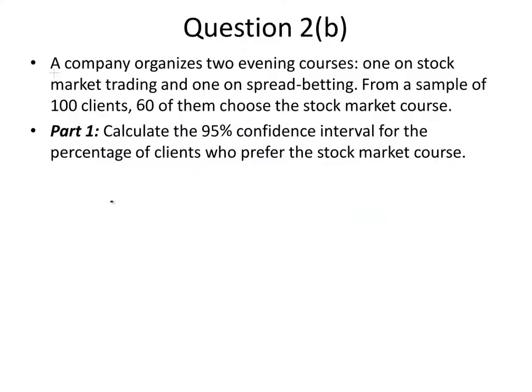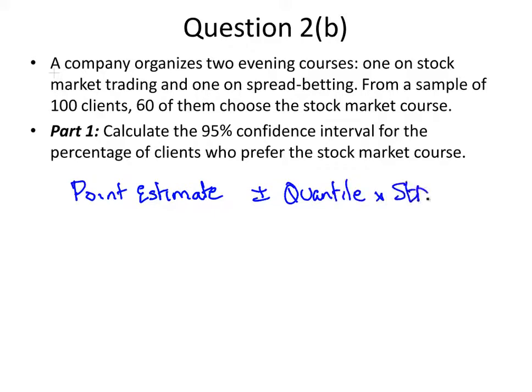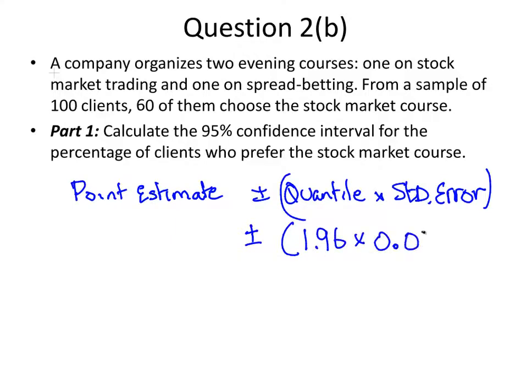So let's go to the next slide. It is, again, point estimate plus or minus quantile times standard error. Now, quantile times standard error is equal to 1.96 times 0.049. The point estimate is 0.60. So what it works out to be is just a bit of calculator work.